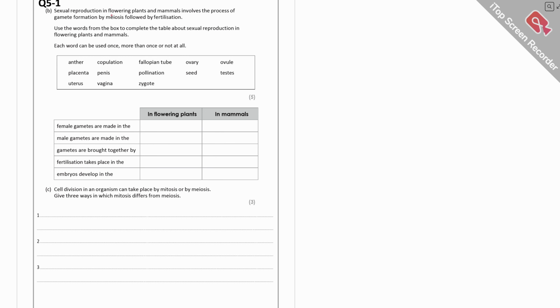Okay, sexual reproduction in flowering plants and mammals involves the process of gamete formation. Remember we said gametes are what? They're called sex cells, and it's the sperm and the egg or the ovum. Use the words from the box to complete the table about sexual reproduction in flowering plants and mammals. Each word can be used once, more than once, or not at all.